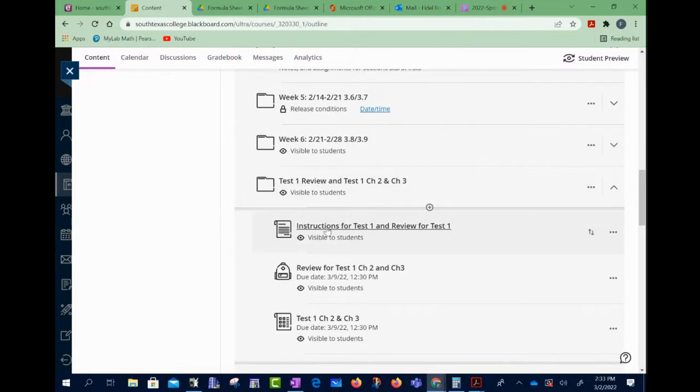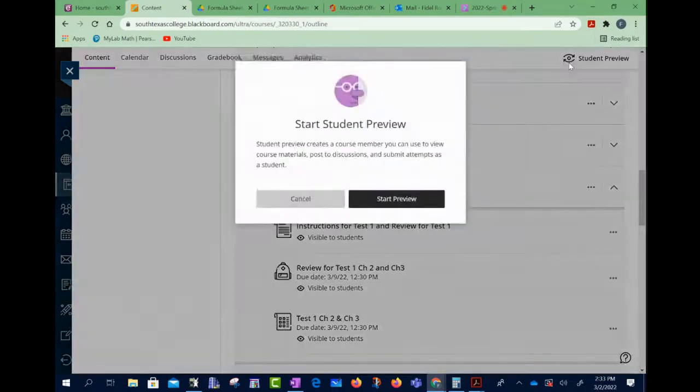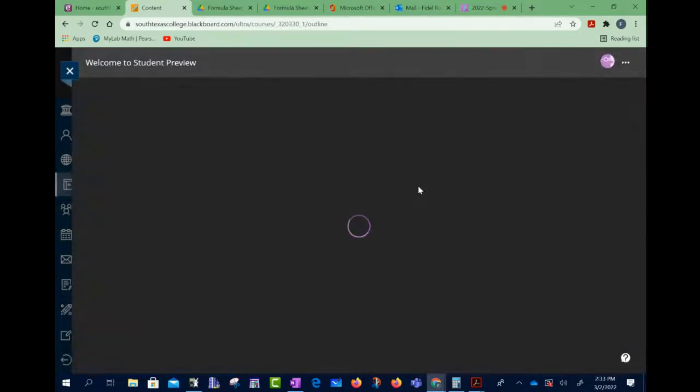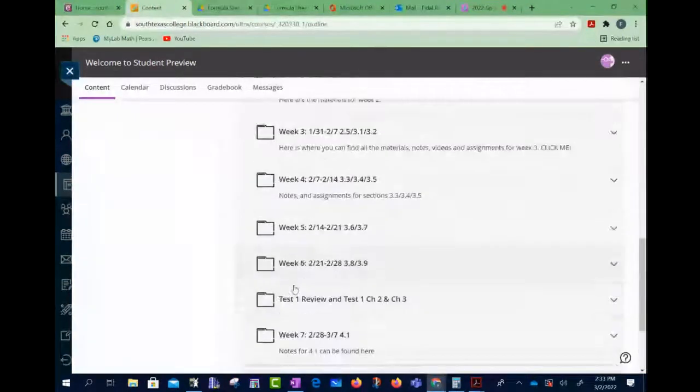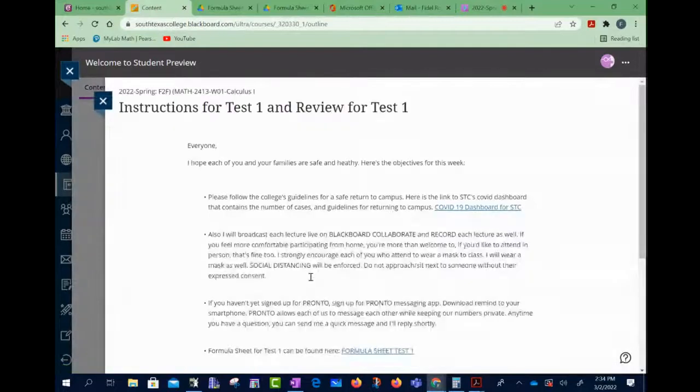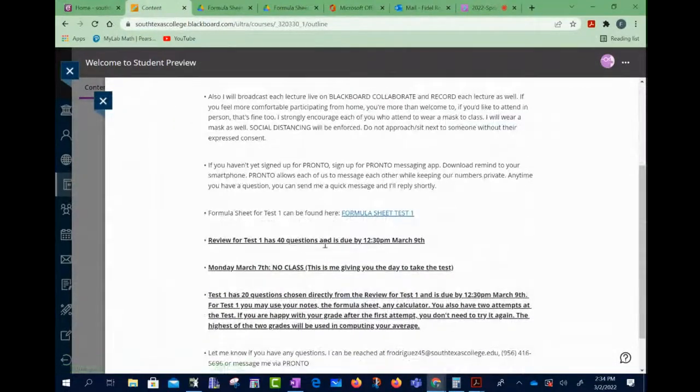And then look right here, when I go to the test, I'll actually do it from the student perspective, because it's not really any different. When you click on the weekly activities folder right here, and you click on test one, here are the instructions, the formula sheet, and the review. Test one has 20 questions chosen directly from the review. It's due by 12:30 March 9th. I guess I didn't put that test one was gonna open up at 2:50 today, but I'll fix that so that you guys know that it's open. You get two shots at the test. If you're happy with the grade, you don't gotta try it again. But if you do, I always take the better of the two.